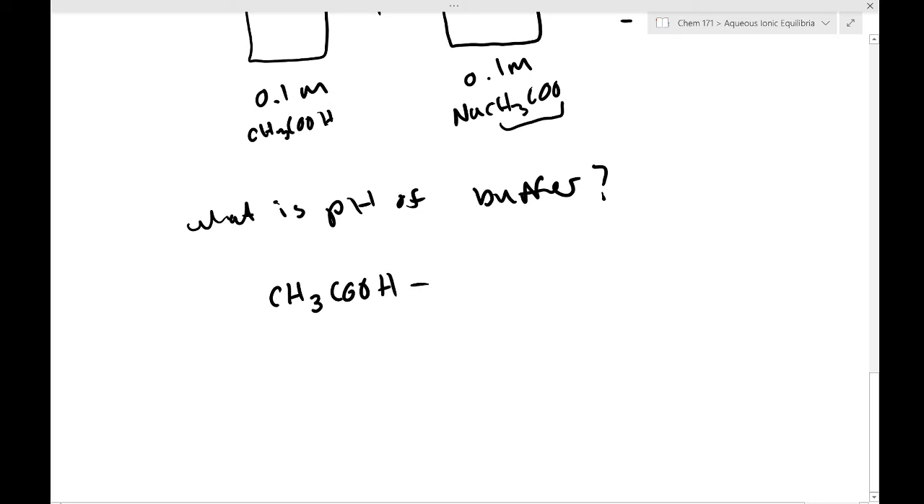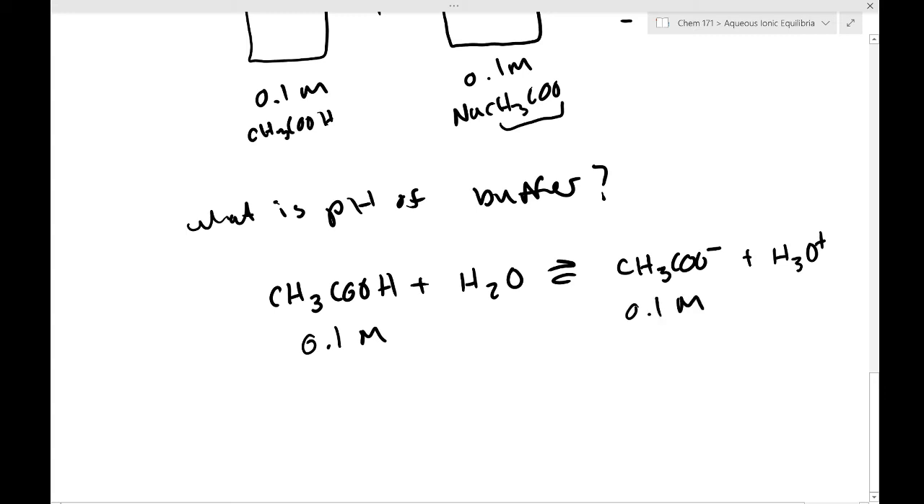CH3COOH reacts with H2O to form CH3COO minus and H3O plus. Okay, this is our reaction. This is what we care about. We have initial concentrations, however, for the acetic acid and for the acetate. This we can approximate as 0 to start out with for the initial concentration.